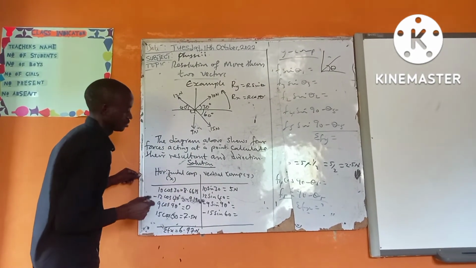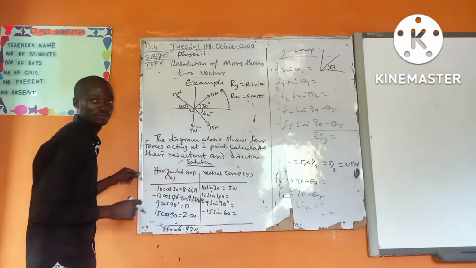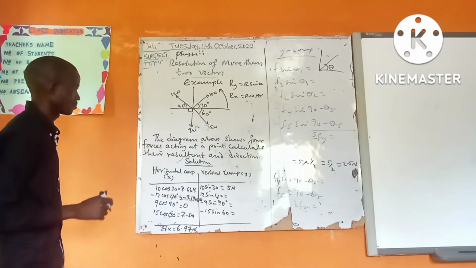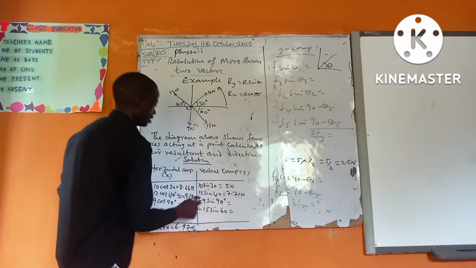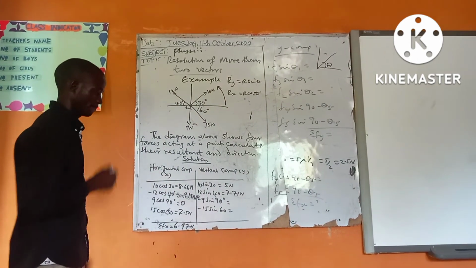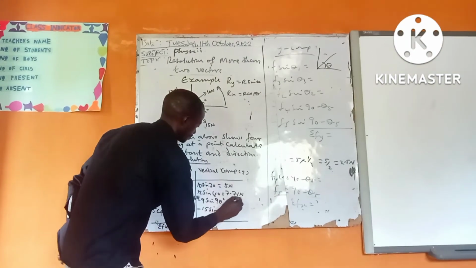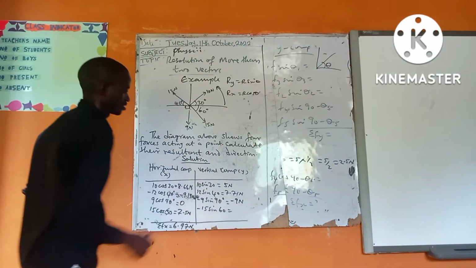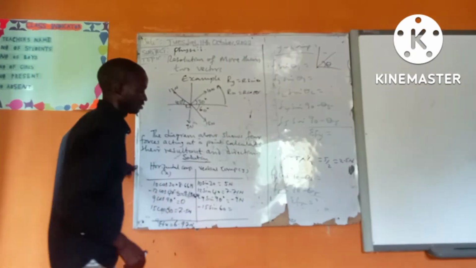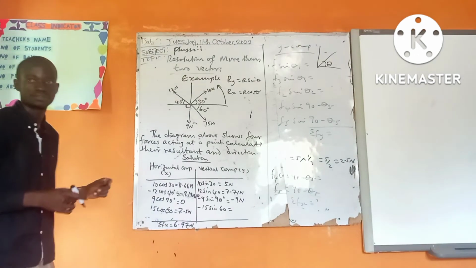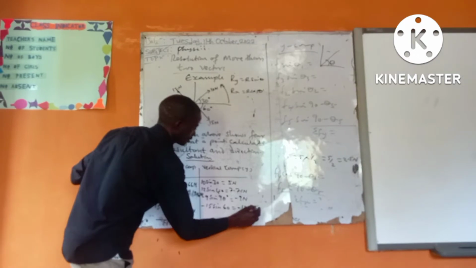Now sine 40 is 0.6427, times 12. It will be 7.71 Newton. Now sine 90 gives you 1, times minus 9, that's minus 9 Newton. Now sine 60 gives you 0.8660 times 15, which gives 12.99. That's minus 12.99 Newton.